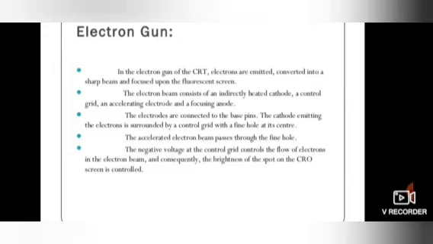The negative voltage at the control grid controls the flow of electrons in the electron beam and consequently the brightness of the spot on the CRO screen is controlled.